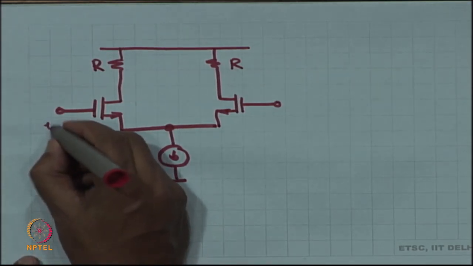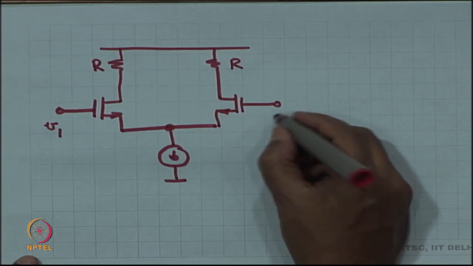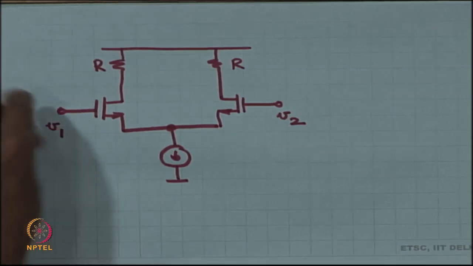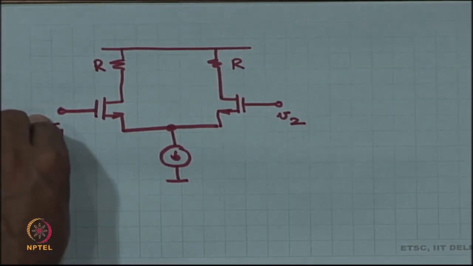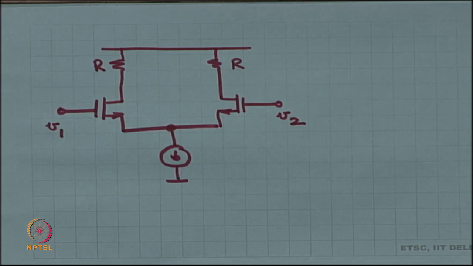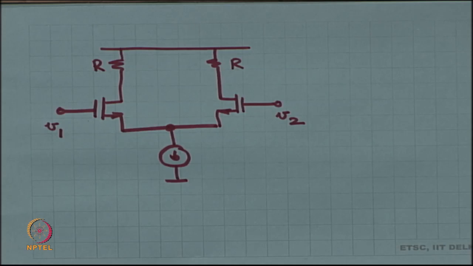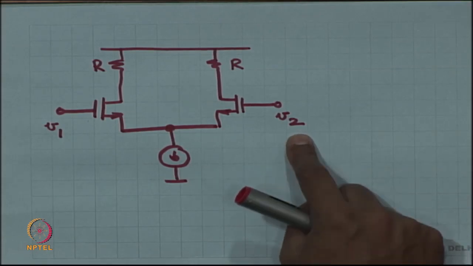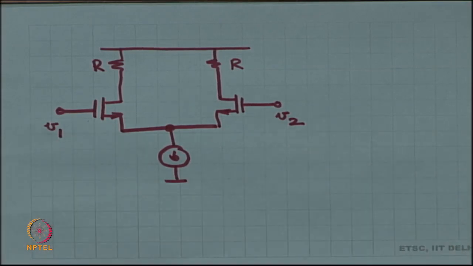Let us apply a signal V1 over here and let us apply a signal V2 over here, and instead of splitting up V1 into V1 plus V2 by 2 and V1 minus V2 by 2, and likewise V2, instead of doing that we are going to do a direct superposition. Once I will apply V1 and 0 volts and the next time I will apply V2 and 0 volts, and let us see what the response is.